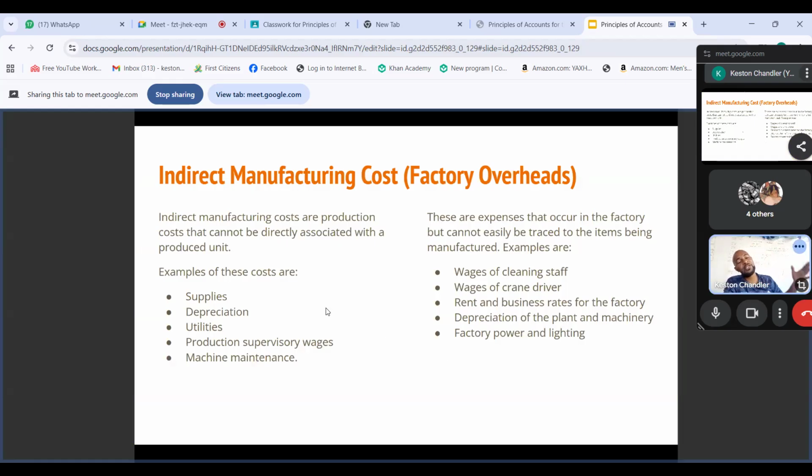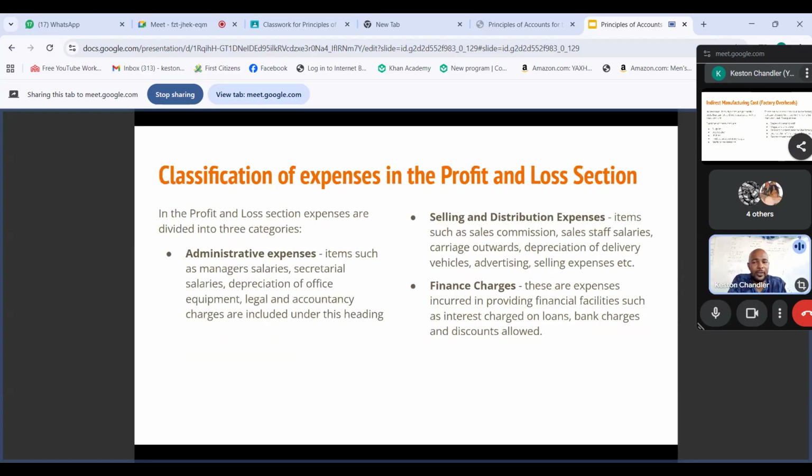The opposite of direct costs are indirect costs, right? We also refer to this as manufacturing overheads or factory overheads. Now, these include costs such as other supplies, depreciation, utilities, the production supervisor wages, machine maintenance, wages for the cleaning staff, the wages for the crane driver, the rent and the business rates for the factory, depreciation of the plant and machinery, factory power and lighting. All of these are necessary for the manufacturing process, but they cannot be traced to each individual cost object, being the unit of whatever you're making, chair, table, right?